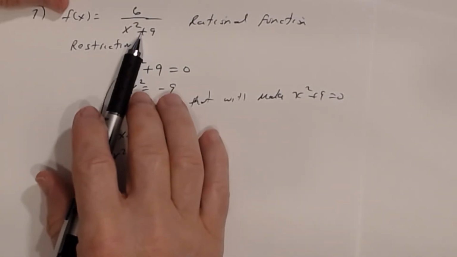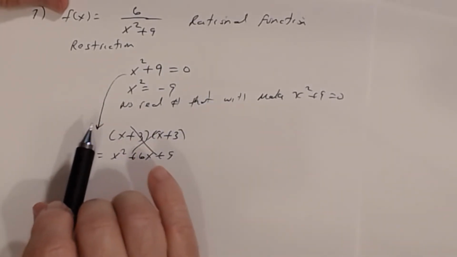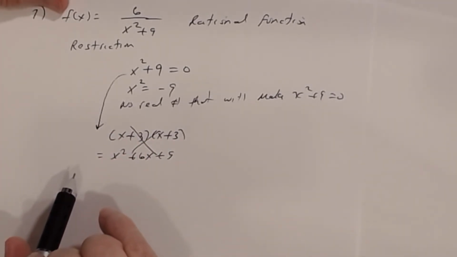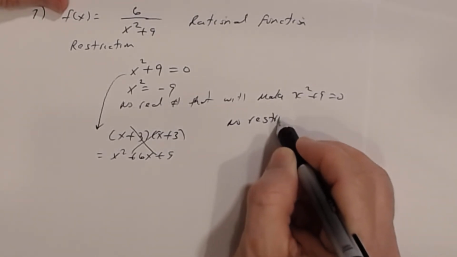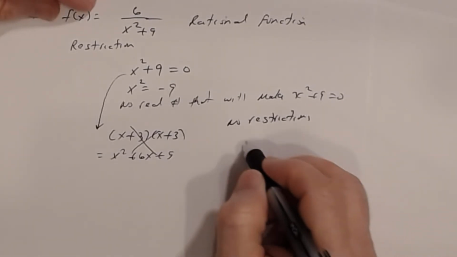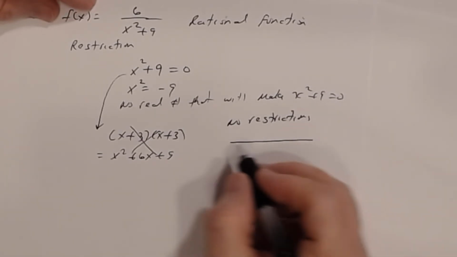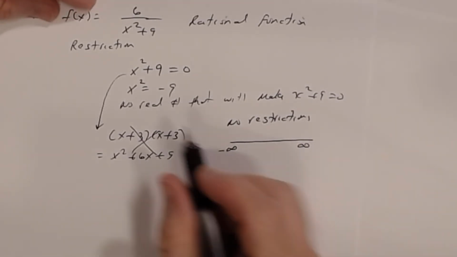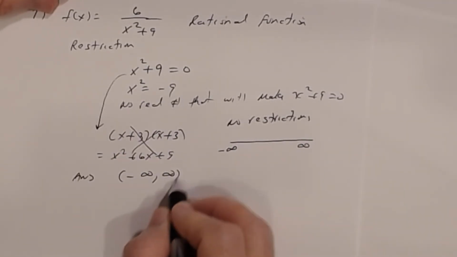So there's no real number that will make this denominator equal to 0. So what that means is this function has no restrictions. That means that if you look at the number line, there's nothing to cross out. So you're going from negative infinity to infinity. That's the domain for this function. So the answer is negative infinity to infinity.